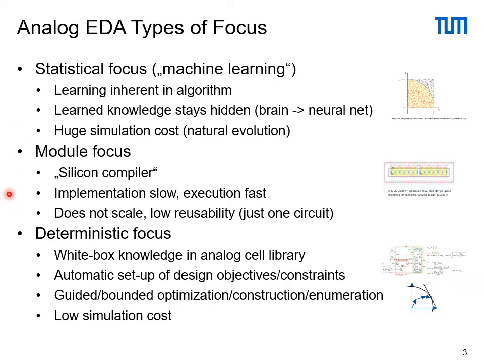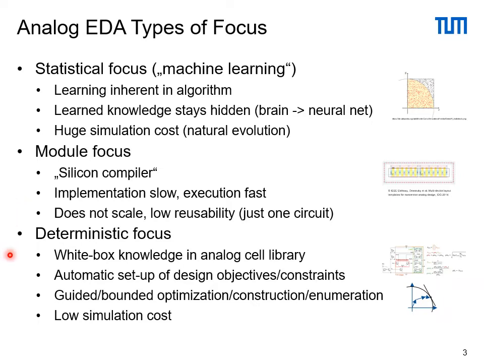Another type of focus would be what you could call the module focus. So you think about a silicon compiler, where you get to the layout in the end in one step. It's very slow to implement a module generator. Once you have it, the execution is very fast. That's the nice thing. But it usually does not scale. It has a low reusability because very often a module generator is implemented for just one circuit and you don't know how to do it for the next one, or you just copy or do everything anew.